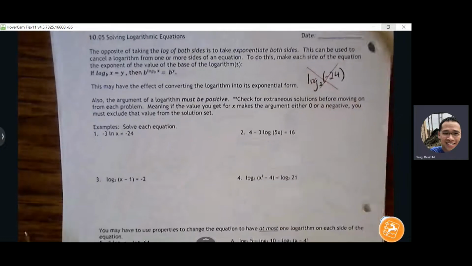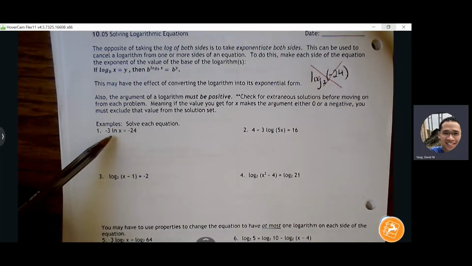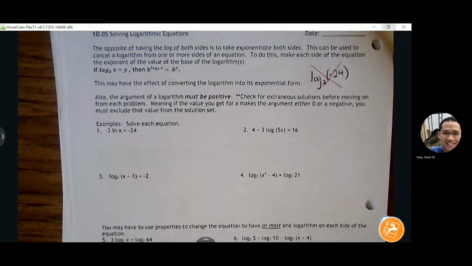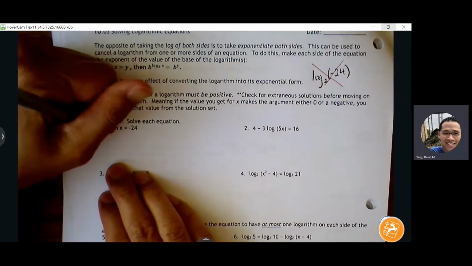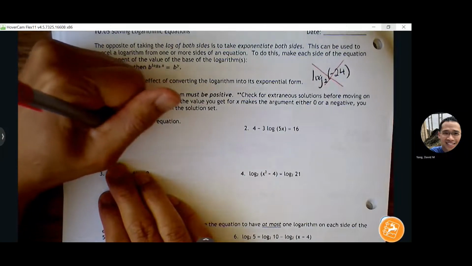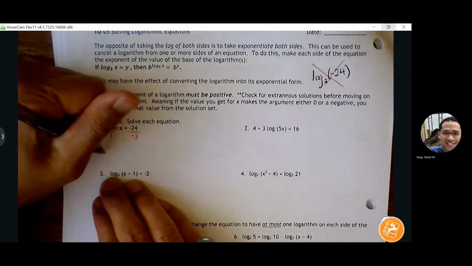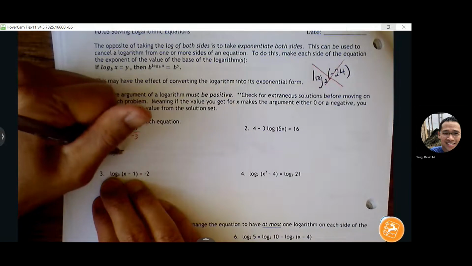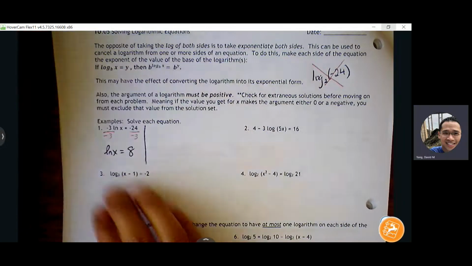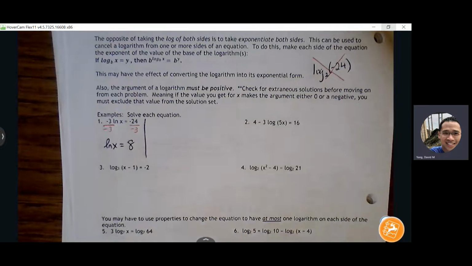All right, so number 1, -3 natural log of x equals -24. If we don't see the base, it's always good to put it in the expanded form. But first things first, let's just see if we can get this natural log of x by itself. What can we do to both sides? Yeah, divide by -3. Okay, natural log of x equals 8.